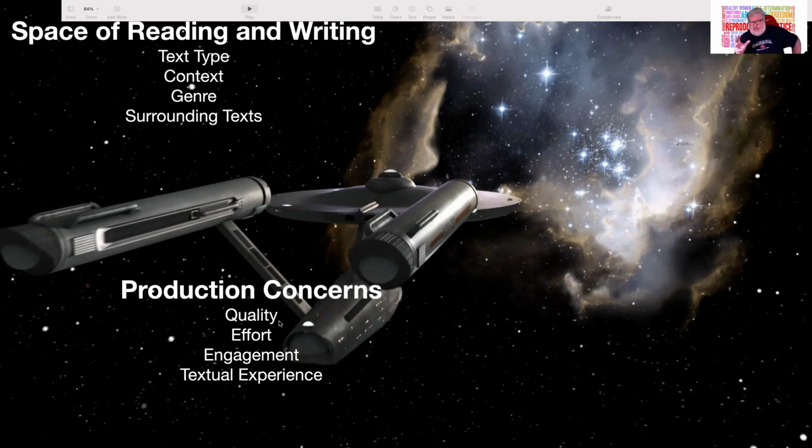So, in this metaphor, we're thinking about the Starship Enterprise within space, and what we're thinking about now is your discussion board post within the whole body of discussion boards. How are you creating this vessel for your ideas to ride in? What is the quality of what you're creating? How much effort did you put into it? How much engagement do you have with your own writing? And how are you creating a textual experience that can survive the demands of space?